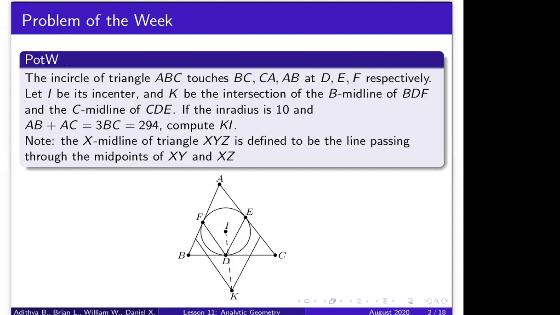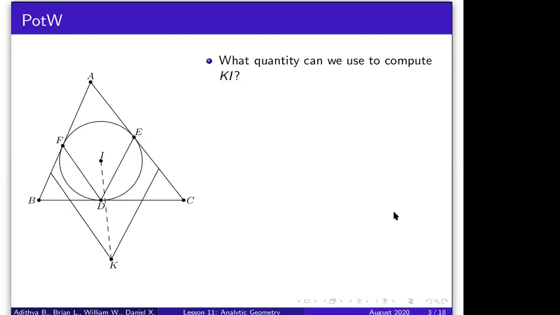So the first thing we note is that IK is actually a pretty strange length because K and I are not very related. So we want to find a quantity we can compute easily, which can find IK. So can anybody tell me what this quantity should be?